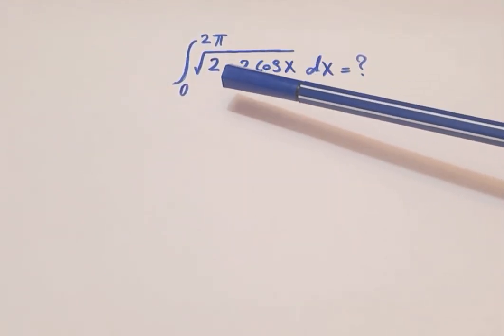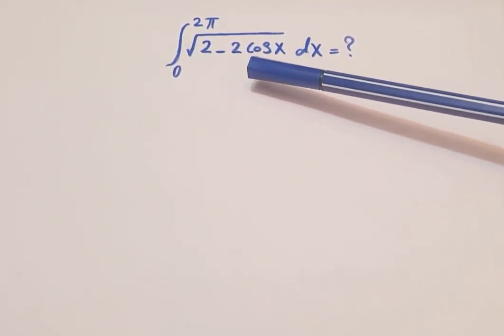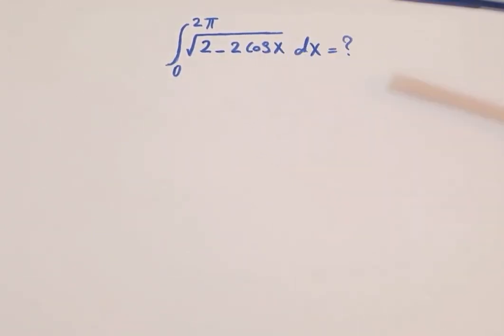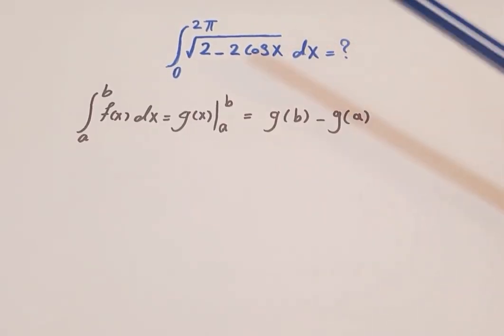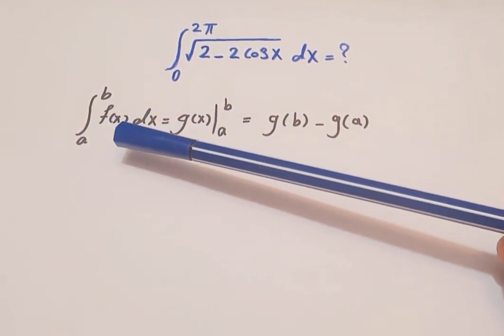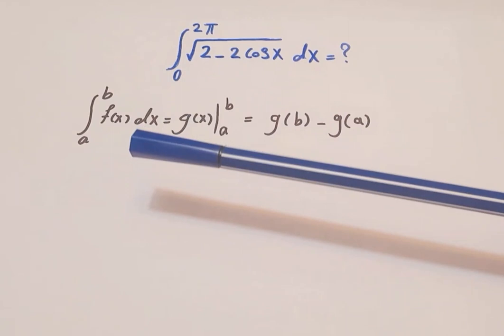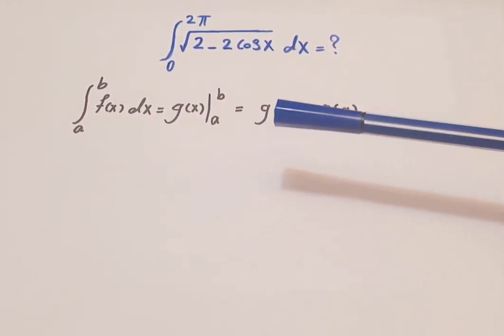Let's solve it. If I have the integral from 0 to 2 pi of the square root of 2 minus 2 cosine of x dx, we want to find the answer. For the first step, you have to know that if you have an integral from a to b of f(x) dx, and the answer is g(x) from a to b, the final answer will be equal to g(b) minus g(a).